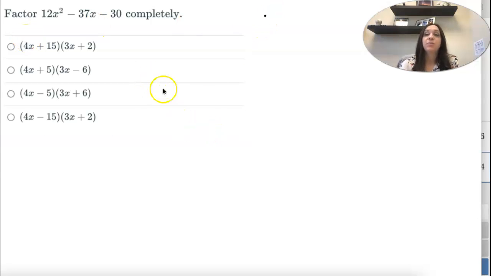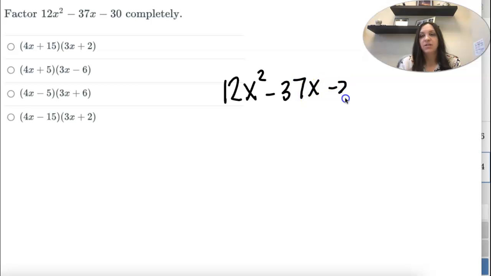Alright, so this one is brand new. We haven't done one like this before. And it's not difference of squares because it's x squared, x, and then a number. So I have 12x squared minus 37x minus 30. First thing, whenever you factor, see if these are all divisible by something. They're not on this one because 37's prime. So we're going to have to factor for real, and this is what factored form looks like.